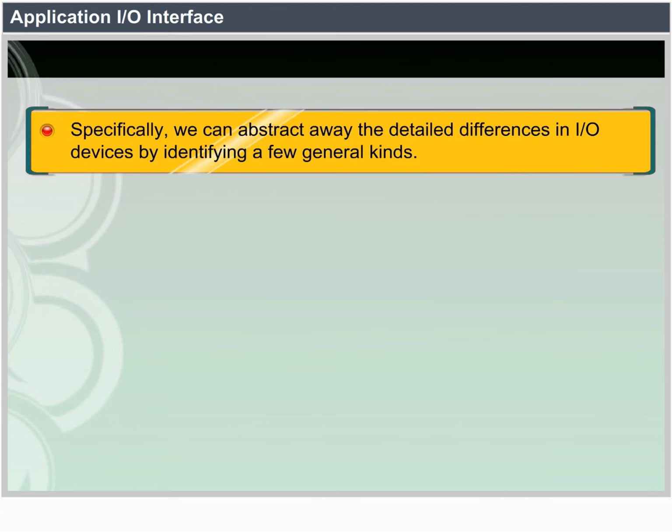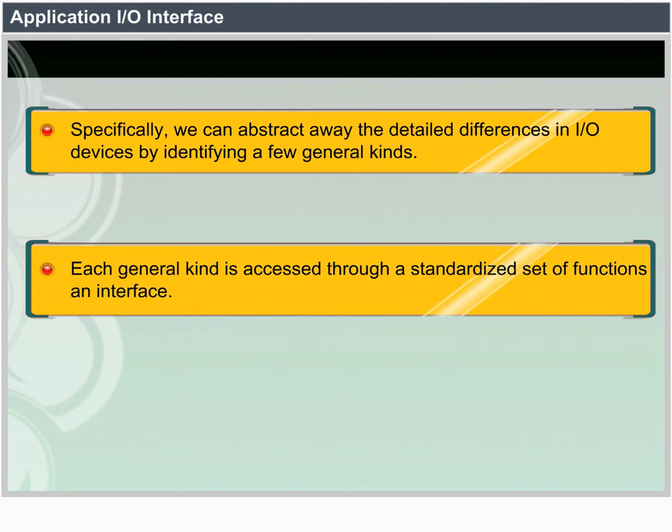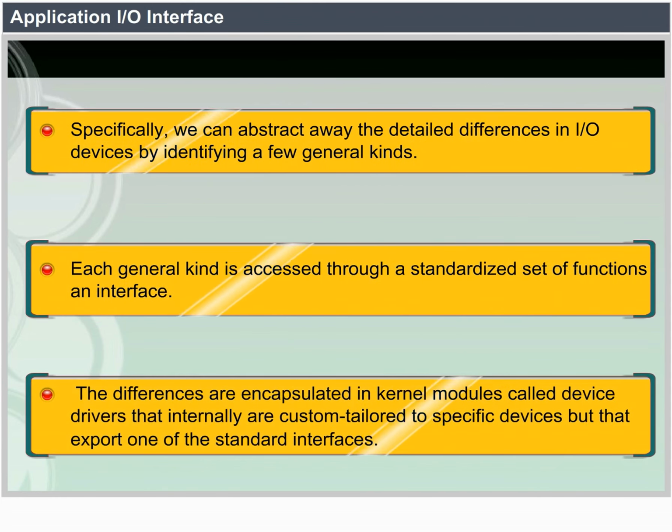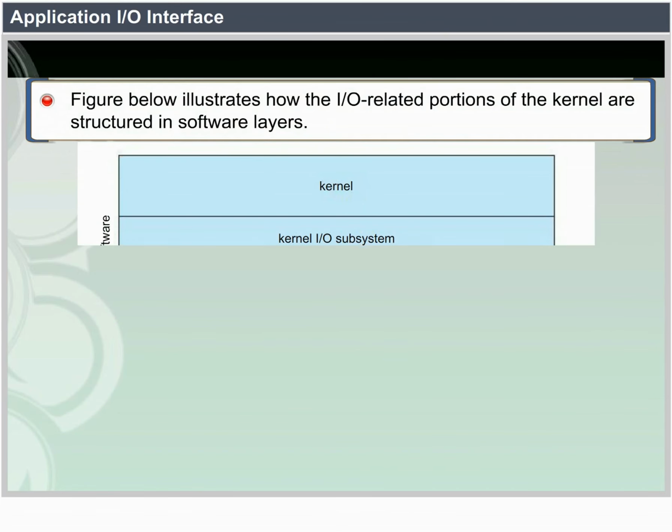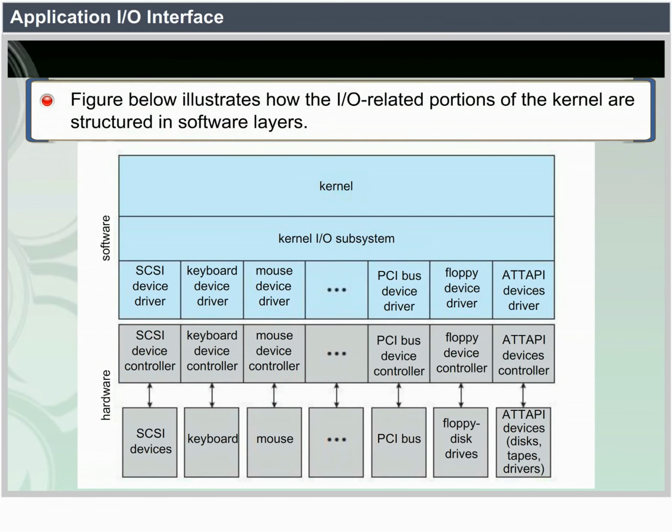Specifically, we can abstract away the detailed differences in input-output devices by identifying a few general kinds. Each general kind is accessed through a standardized set of functions and interface. The differences are encapsulated in kernel modules called device drivers that internally are custom-tailored to specific devices but that export one of the standard interfaces. Figure below illustrates how the input-output related portions of the kernel are structured in software layers.